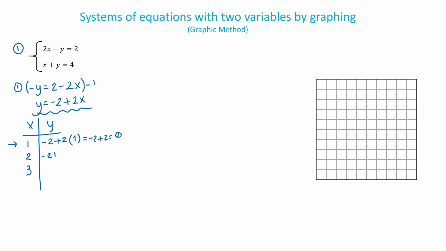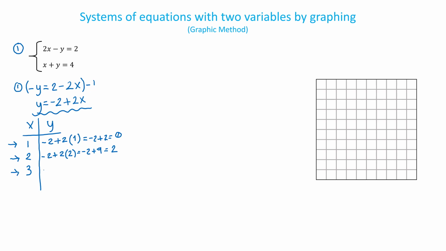Minus 2 plus 2 times the value of x, which is now number 2, equals minus 2 plus 2 times 2 is 4. And then minus 2 plus 4 is 2. Now I found my second coordinate, x2, y2. Now I'm going to solve it with the value of x equals 3.